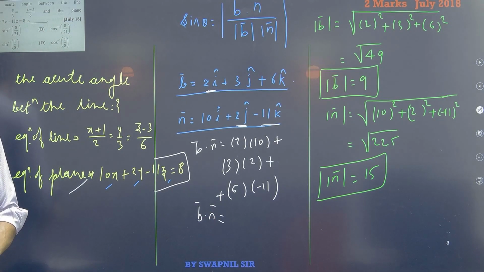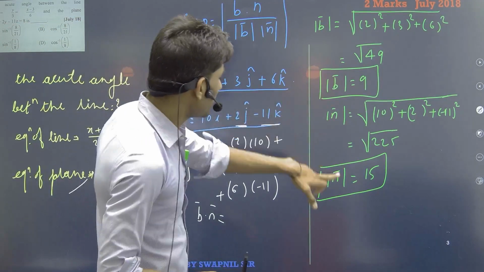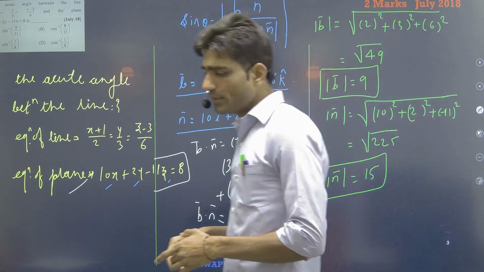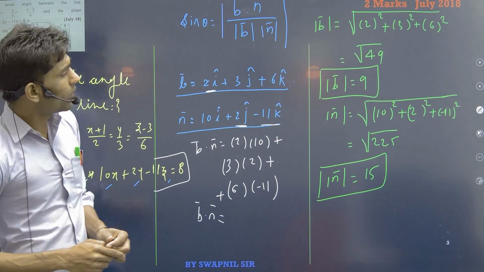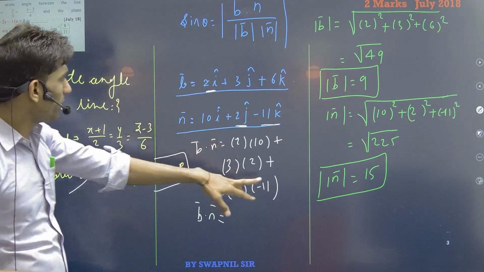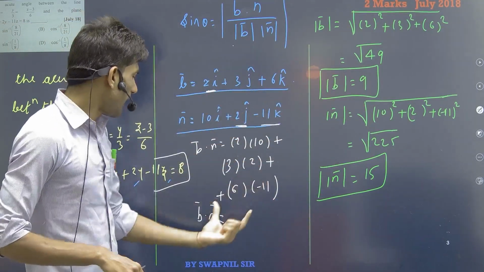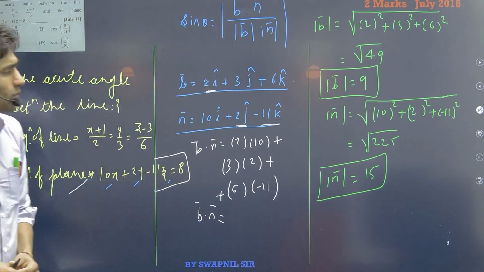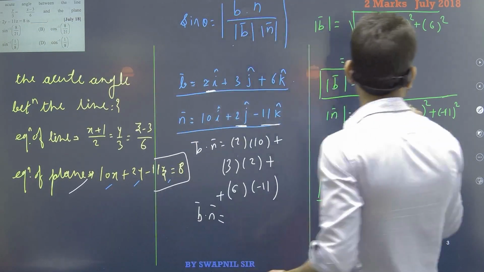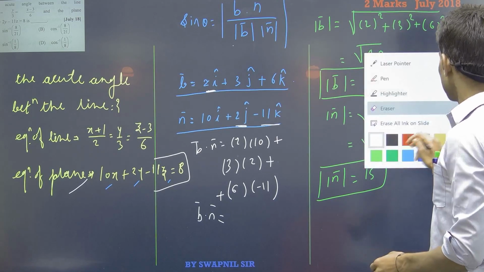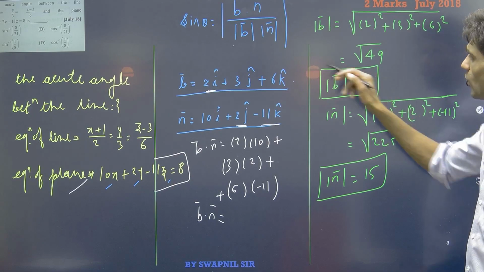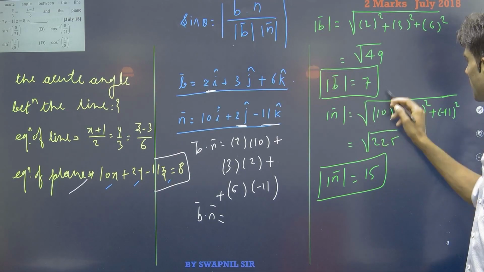Now we need the multiplication of modulus of b bar and modulus of n bar, which is the denominator, with b bar dot n bar as the numerator. So it goes to 15 multiplied by 9. Sorry, it's not 9, it is 7. I mistakenly wrote it; the square root of 49 is 7. So the denominator is 7 multiplied by 15.